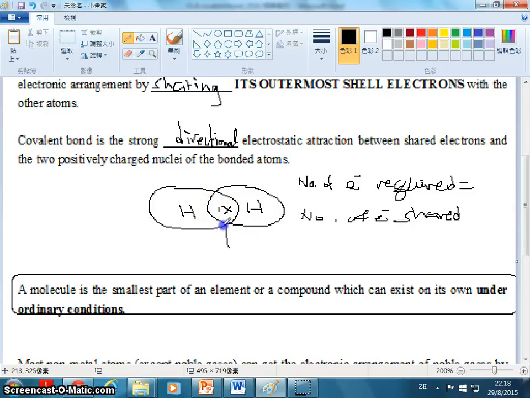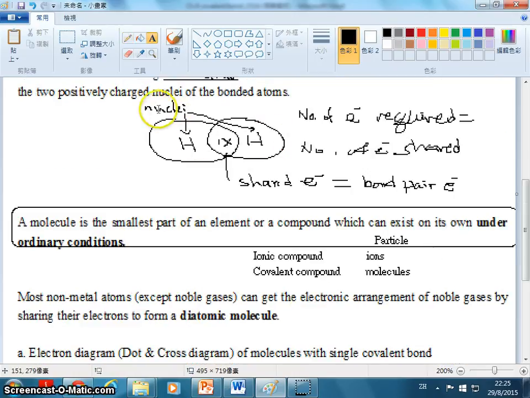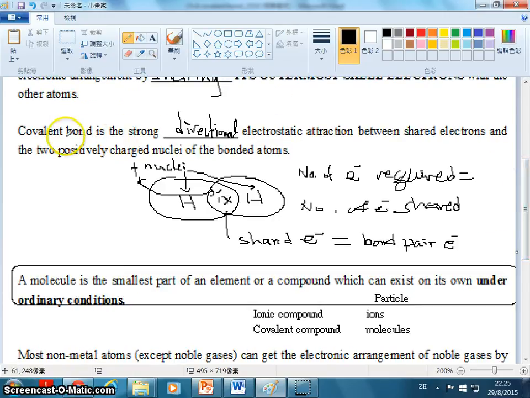We call the electrons in the middle shared electrons, in layman's terms. But actually in technical terms we call it a bond pair. Two hydrogen atoms actually have their nuclei on either side of the shared electrons. So the nuclei are positive in charge and the electrons are negative in charge. So the attraction here is simply what we call the covalent bond.